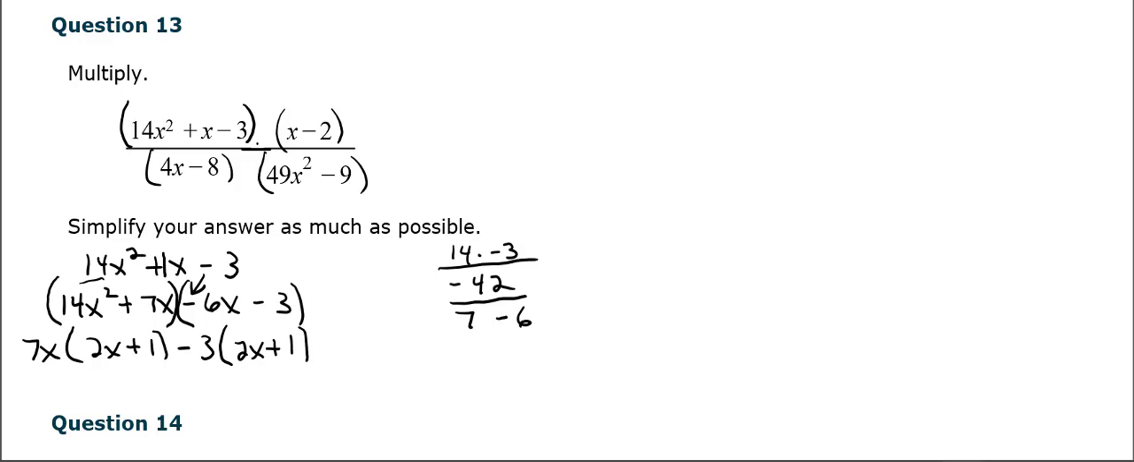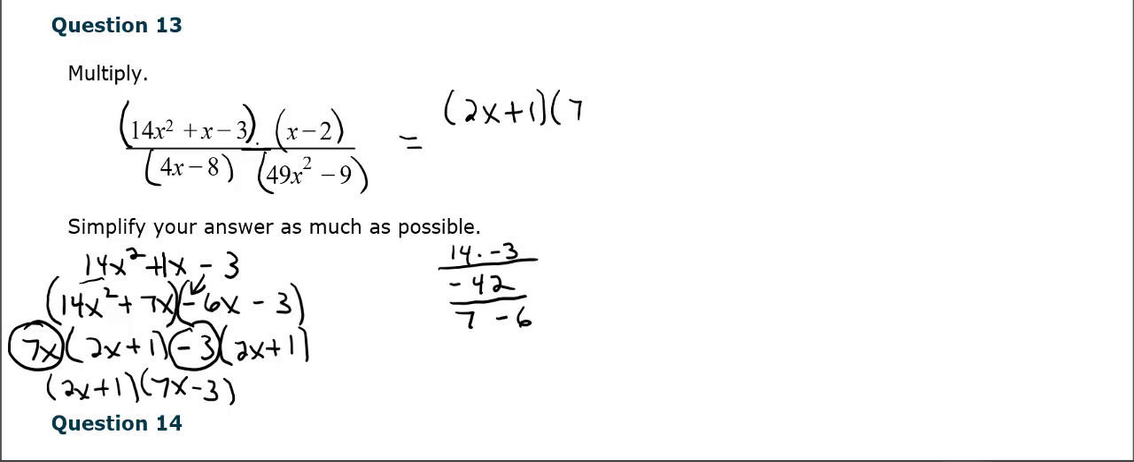My last step, my greatest common factor is that 2x plus 1. And when I factor out 2x plus 1 from each, that would leave me 7x minus 3. So in my numerator right now, I have (2x plus 1) times (7x minus 3) times (x minus 2), because nothing can be done with the x minus 2.